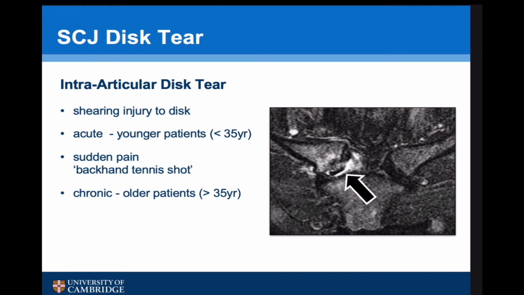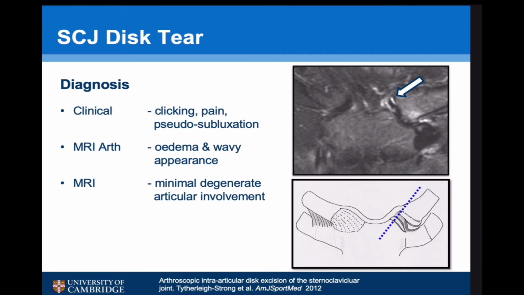The other interesting thing that we found is intra-articular disc tears. This is something that has previously been underappreciated. It occurs due to shearing injury to the disc. It tends to occur acutely, mainly in younger patients, particularly when doing backhand or forehand tennis shots. They tend to have a sudden pain. In chronic patients, you can have a degenerative disc tear, and so they can have predominantly a clicking sensation. Clinically, it's diagnosed by a clicking and pain on protraction and retraction. Patients almost have a bit of a pseudo subluxation, so as the medial end of the clavicle is clicking over the torn disc, it appears to jump. So some people think that the joint's almost dislocating.